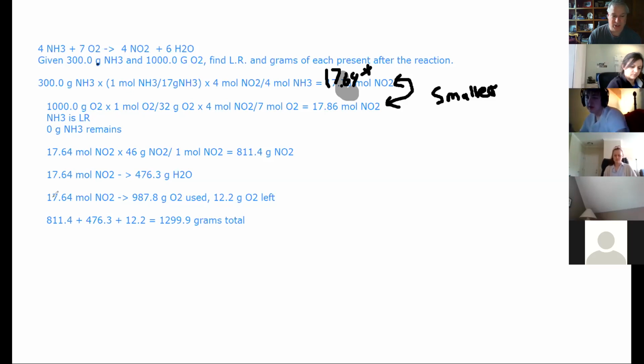Running through the numbers again, you're starting with 17.64 moles of NO2. From moles of NO2, go to moles of O2 using the mole to mole conversion factor based on the coefficients. Once I have moles of O2, I can go to grams of O2. Remember this is a little different because O2 is a reactant, which tells us what's happening to it as the reaction proceeds. What's it doing?